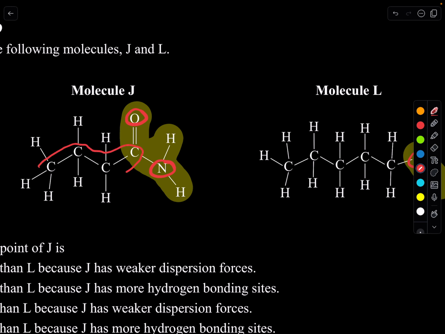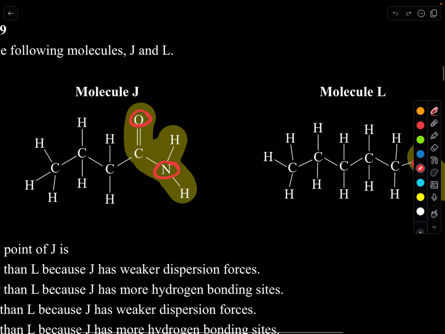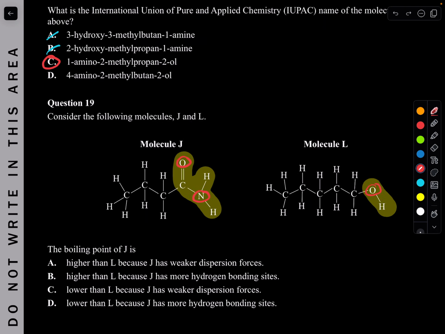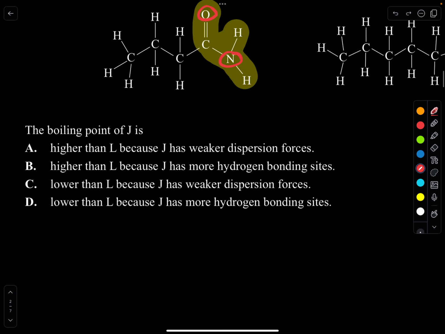Okay, this has 3 carbons, whereas this one has 5 carbons. Now, you would think the chain would have higher dispersion forces. But remember, dispersion forces are the weakest. Having 1 hydrogen bond is stronger than most of the dispersion forces that you'll have in a molecule. So absolutely, J has to be the stronger molecule than L, because there are more sites of hydrogen bonding. The boiling point of J is what?